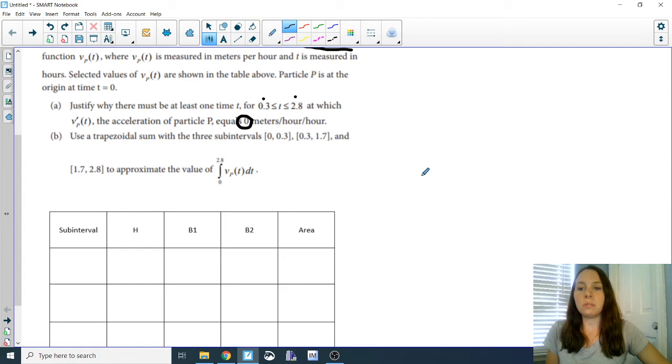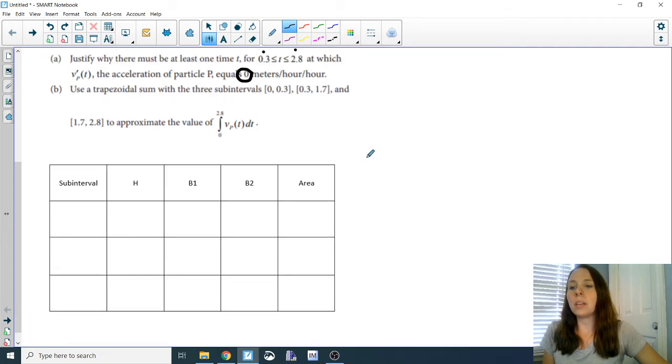You're looking at the interval from 0 to 0.3, 0.3 to 1.7, and 1.7 to 2.8. Just finding the area of each trapezoid on those subintervals and then getting the sum of the areas to do a trapezoidal sum. And that will approximate the integral from 0 to 2.8 of v sub p of t dt.